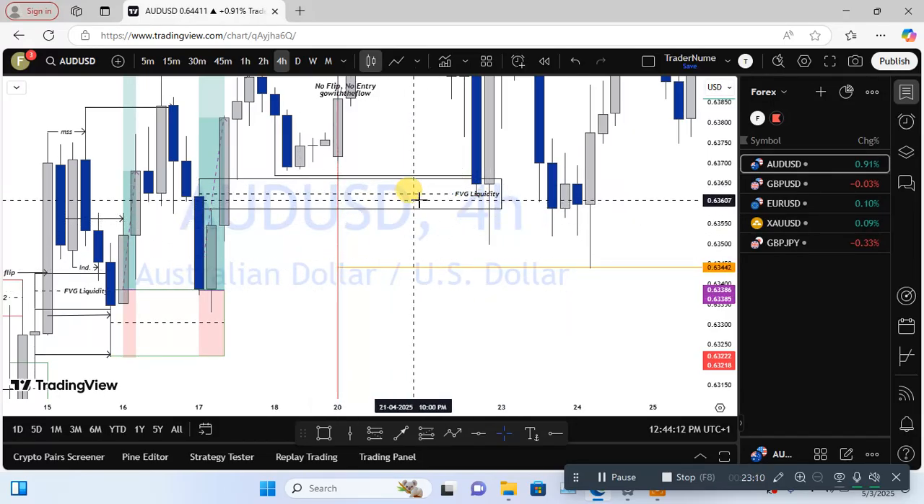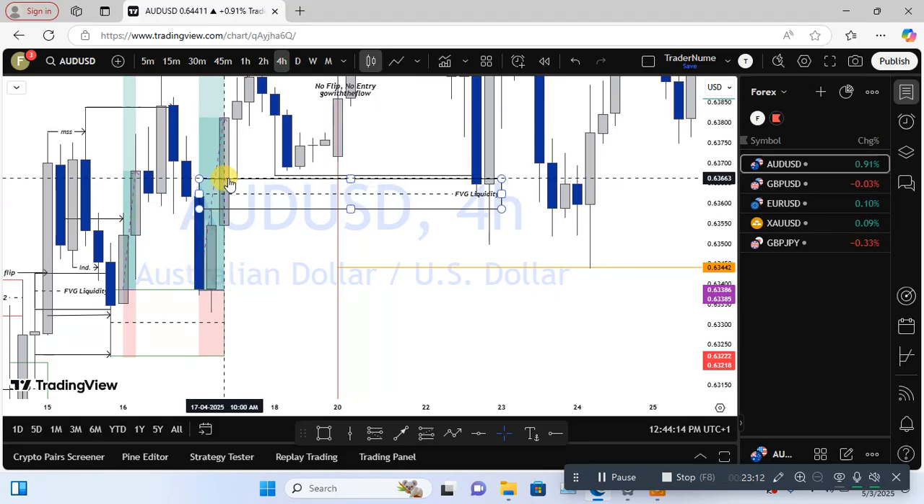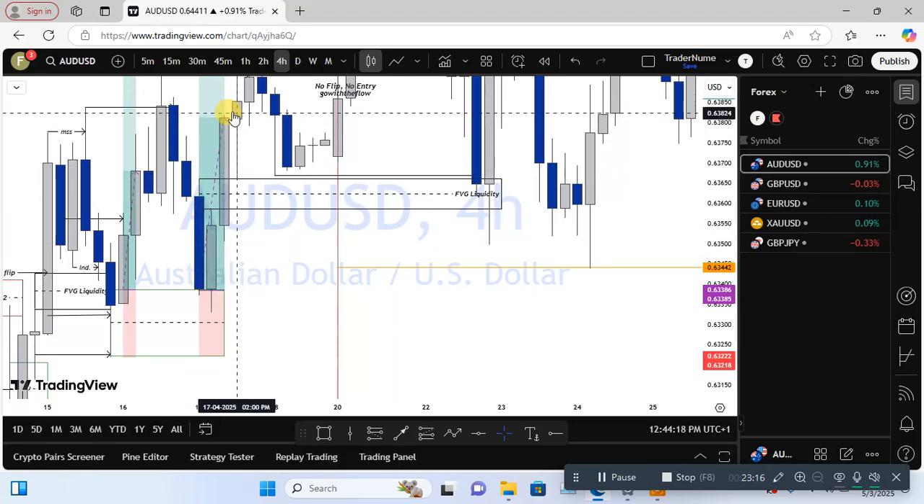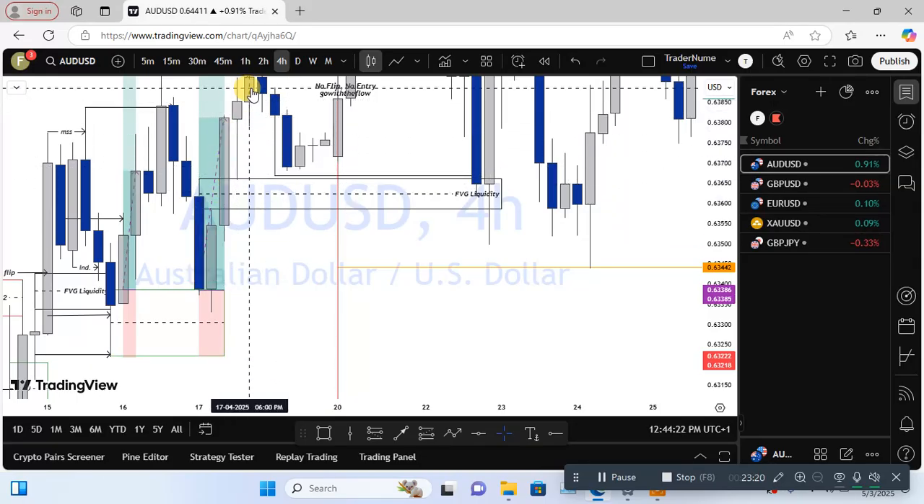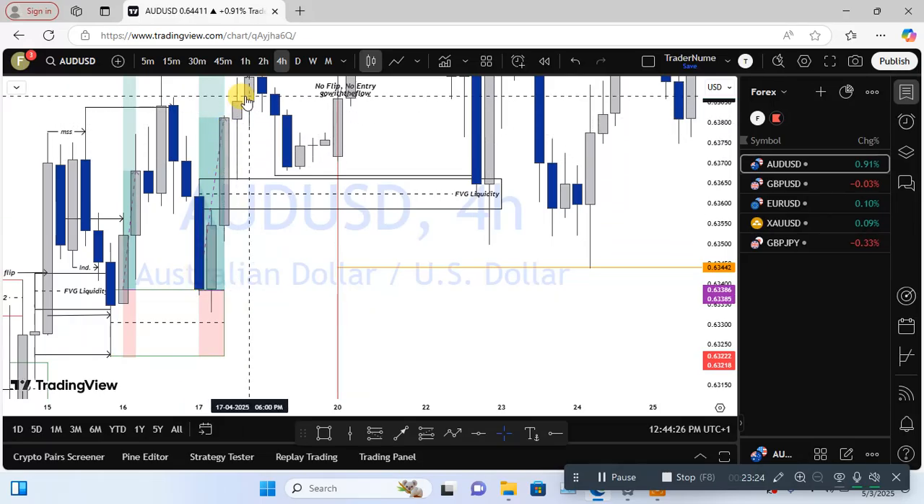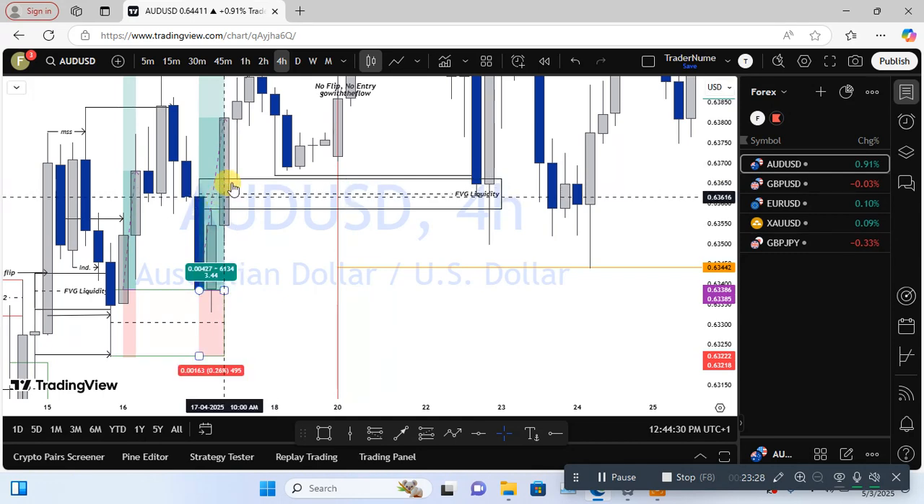What is fair value gap? A gap between 3 candles. We see this bullish candle, this bullish candle, and this bullish candle. Now there is a gap in between the three, in between this middle candle. You have the 3 candles, there's a gap in between. So we also see that point as liquidity point.